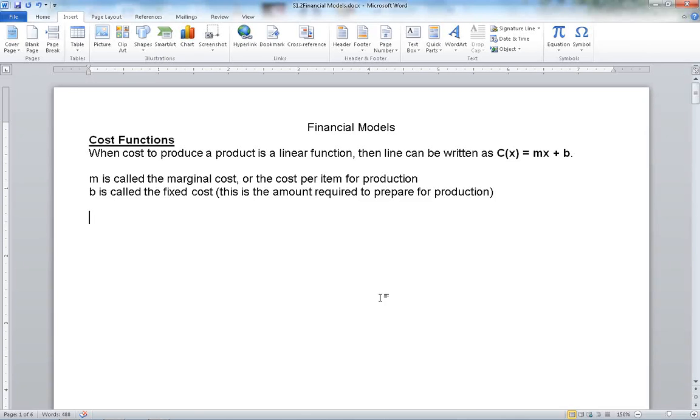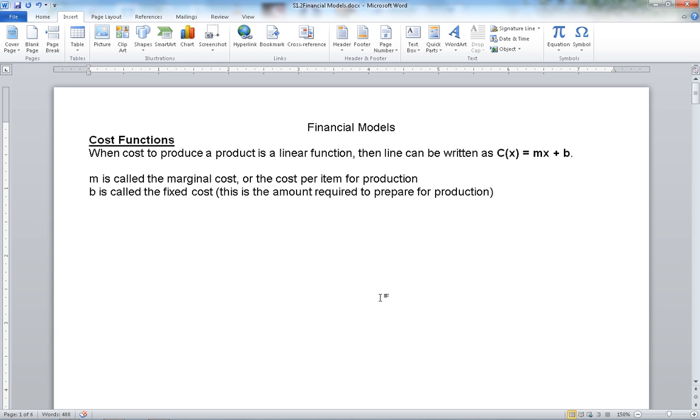For the last section of 1.2 from your book, we're going to look at financial models which can be written in a linear format. First, let's look at a cost function. So when the cost to produce a part can be written as a linear function, then we can write it in the form of C of x equals mx plus b.